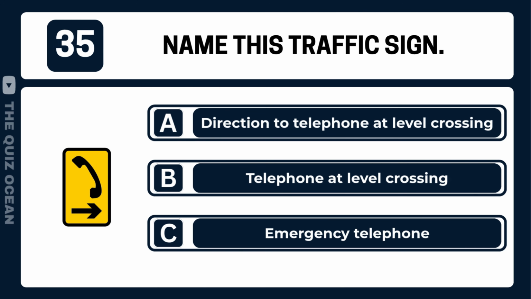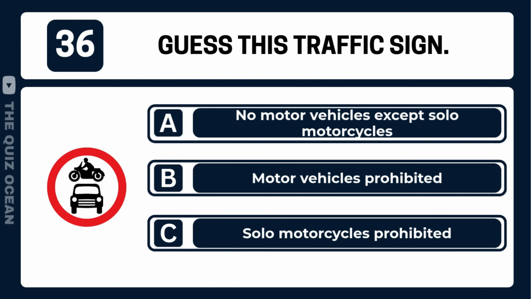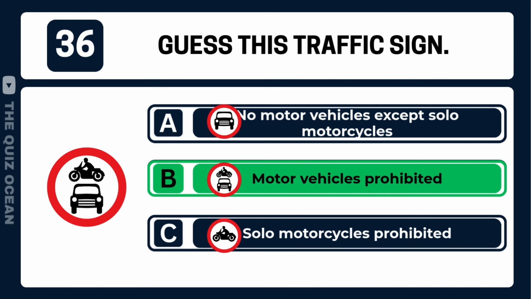Police ahead. Name this traffic sign. The answer is A, direction to telephone at level crossing. Guess this traffic sign. The answer is B, motor vehicles prohibited.